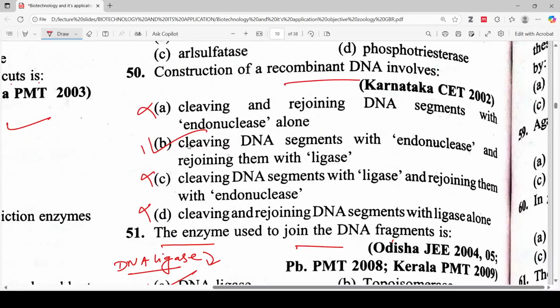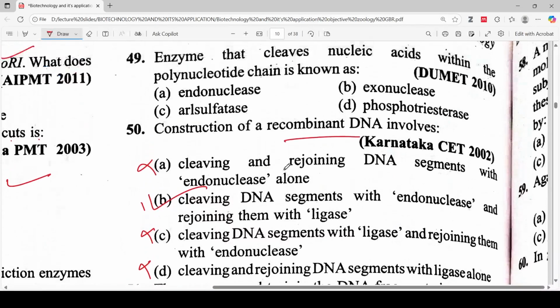In construction of a recombinant DNA, it mainly involves two steps. First, the DNA is cut by restriction endonuclease, and then a gene is inserted into this DNA and rejoined by the DNA ligase. So the correct answer is cleaving the DNA fragments with endonuclease and rejoining them with ligase.